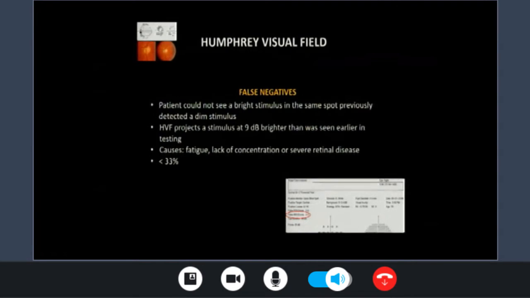So the Humphrey visual field will project a stimulus 9 decibel brighter than what was seen earlier in the test. And one of the justifications for having a high false negative is that the patient will be tired of the test. He will be fatigued, or lack concentration, or sometimes have severe retinal disease. And you can accept up to 33% or less.